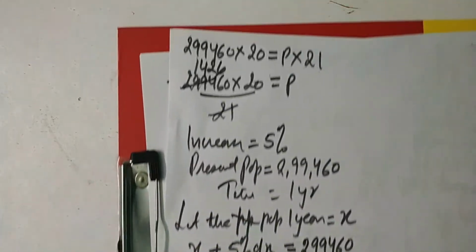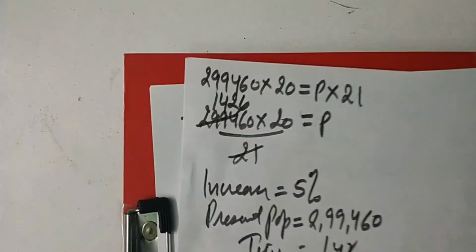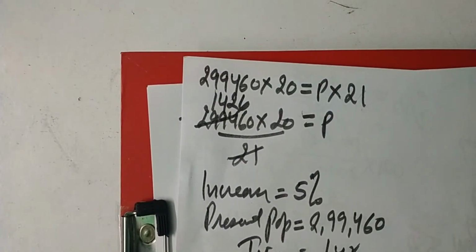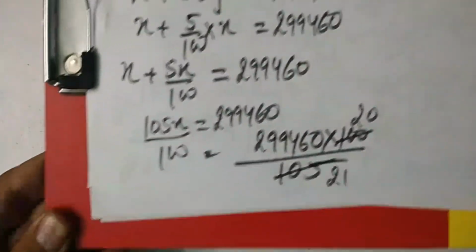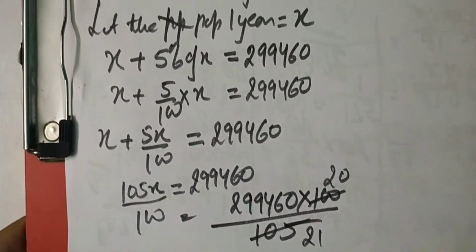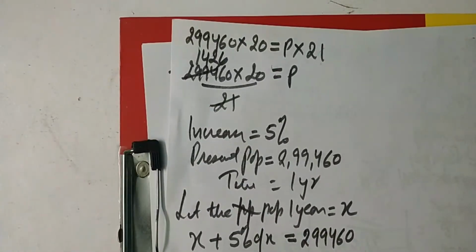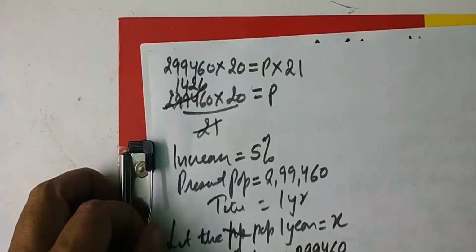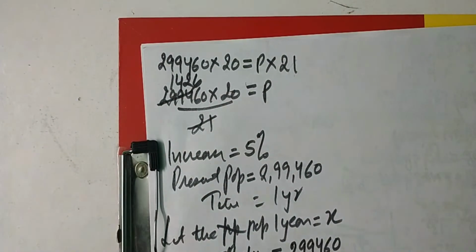And just now we did, same numbers were there. 299460 into 20 upon 21 and P here also is 299460 into 20 upon 21. So you will get the answer in this way, and the amount formula also. You can do it in any way. You should be able to solve the question.